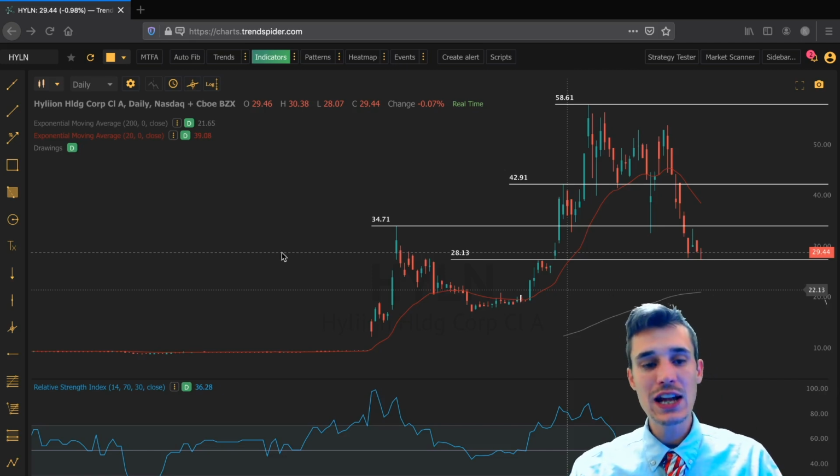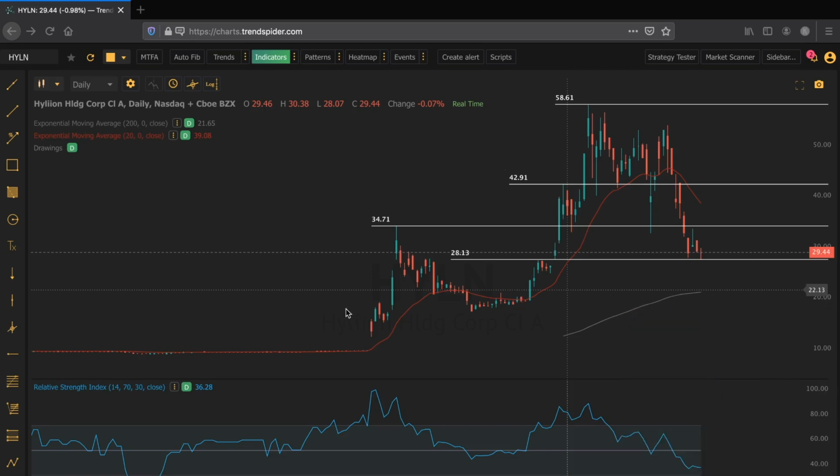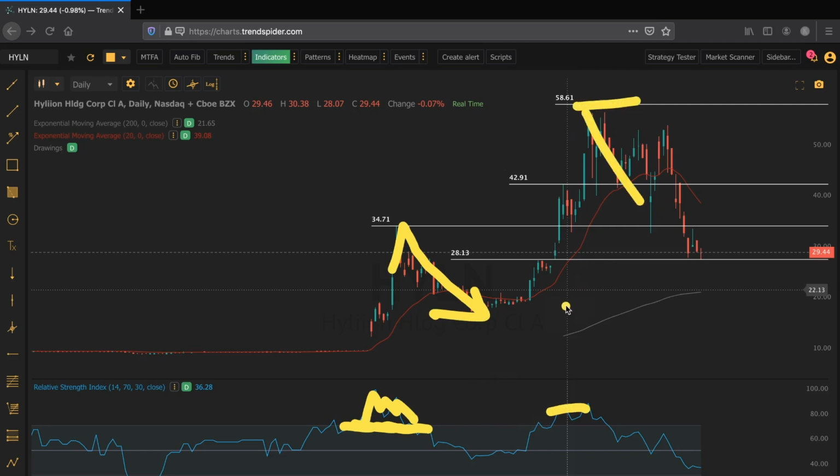So let's look at this Hyliion stock and look at the RSI. I got the RSI down here, the relative strength index, and we can see that anytime the RSI breaks over this top line there, so we did it right here, you're pretty much too extended and you can expect a pullback. Right here as well, we did it. So that was right here and we got a nice pullback.